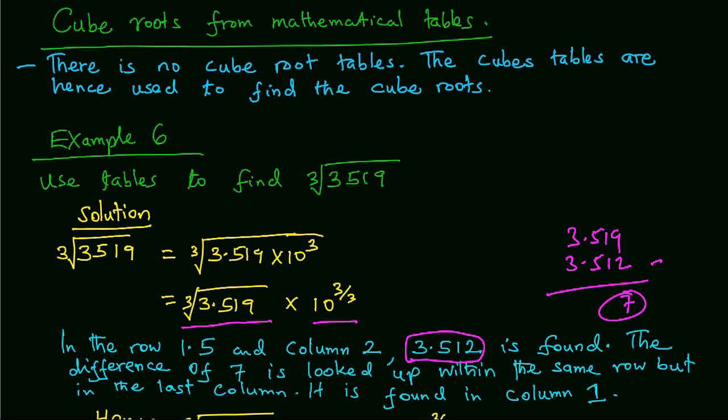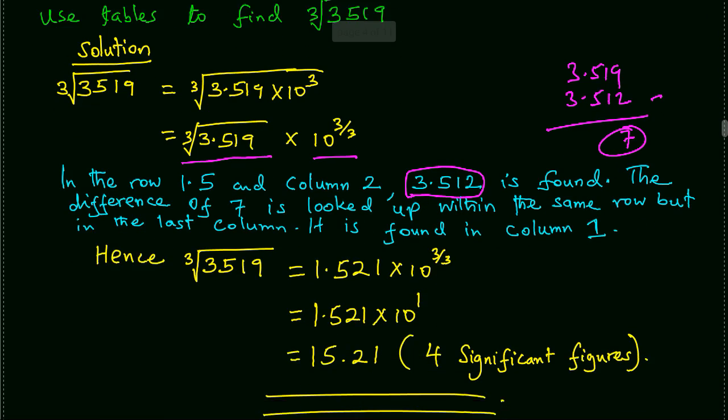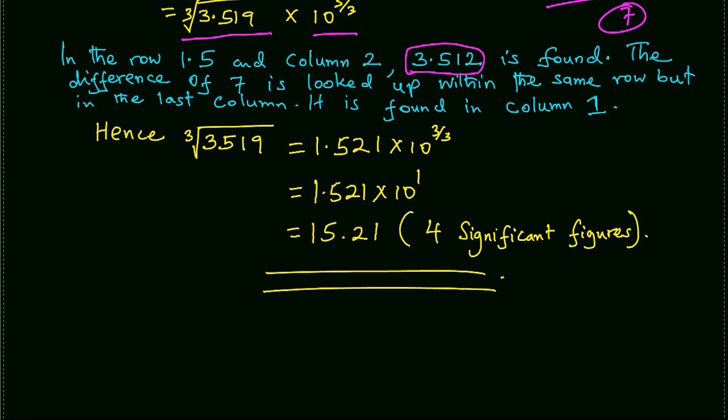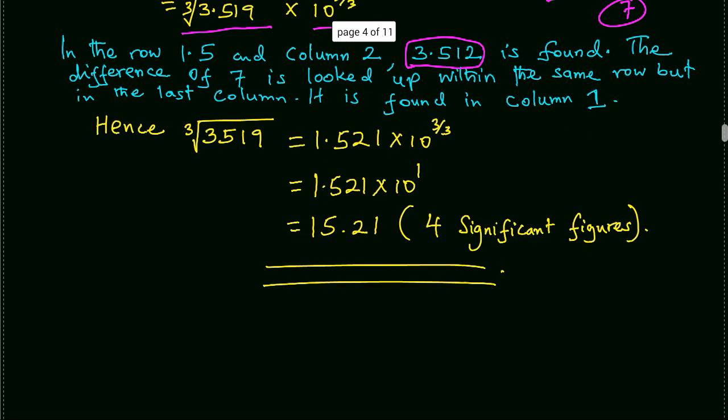And therefore, we can conclude that the cube root of 3519 is 1.521 times 10 power 1, and that gives us 15.21 to 4 significant figures.